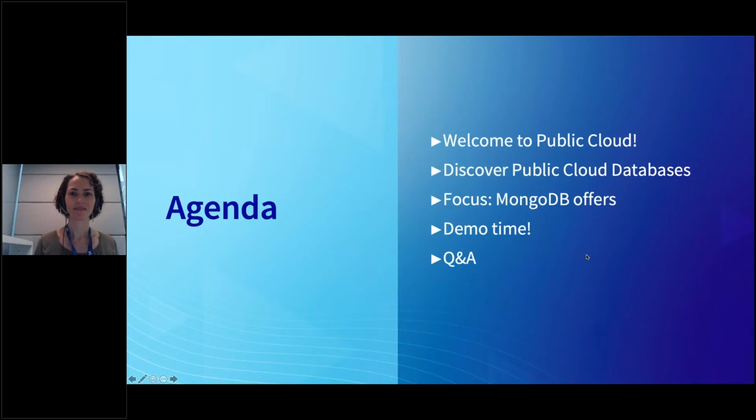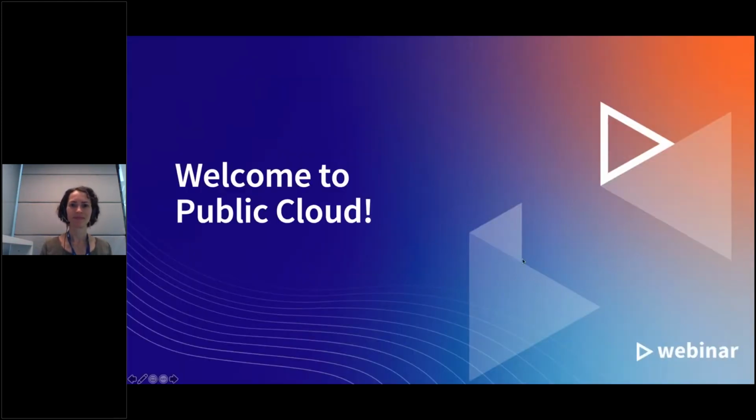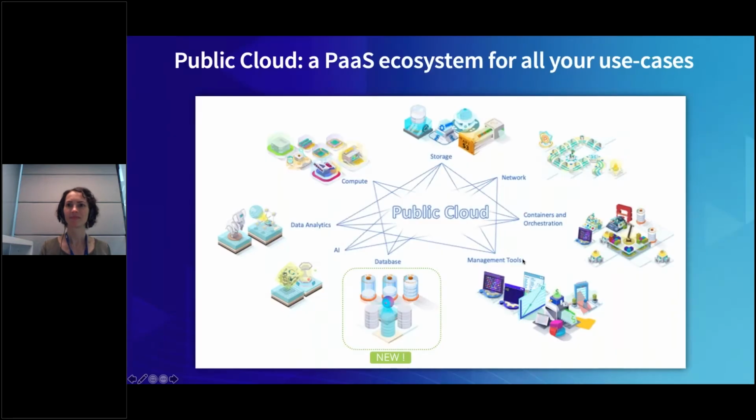Public cloud first, because it's an introduction, public cloud database, and then after focus on MongoDB. Why public cloud? Because maybe it's new for a few of you. What's a public cloud? It's a PaaS ecosystem for all your use cases. This is not one product, one service. It's a catalog of services, and it's live at OVHcloud since 6 years, I think. The most known, the most famous in the world are the one with Azure, with Google Cloud, or AWS. We have the same thing in Europe.